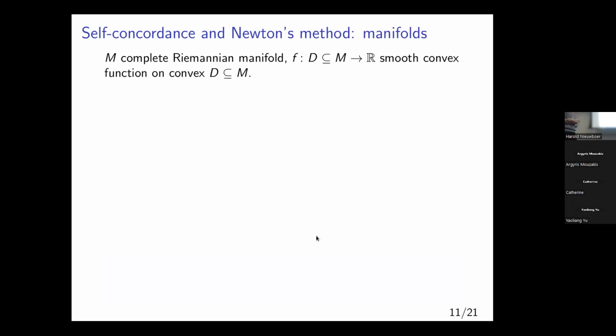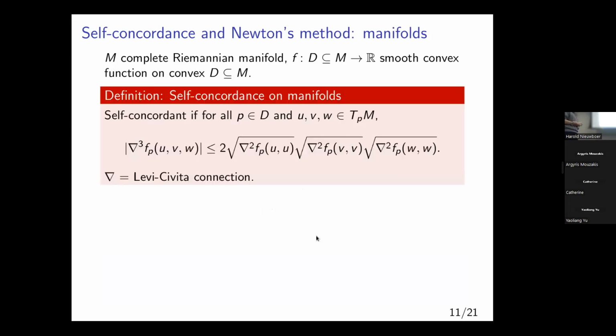Okay, so let's see how to do this on manifolds. And now here's a scary looking definition. I want to call a convex function on a manifold self-concordant if, again, my third derivative, but now using this Levi-Civita connection that I get from my metric, I want to bound its absolute value by 2 times the Hessian evaluated on each of the vectors that I plug in. Okay. So this looks a little bit scarier than the definition that we had in the Euclidean case, right? Because now there are 3 vectors appearing rather than just 1.